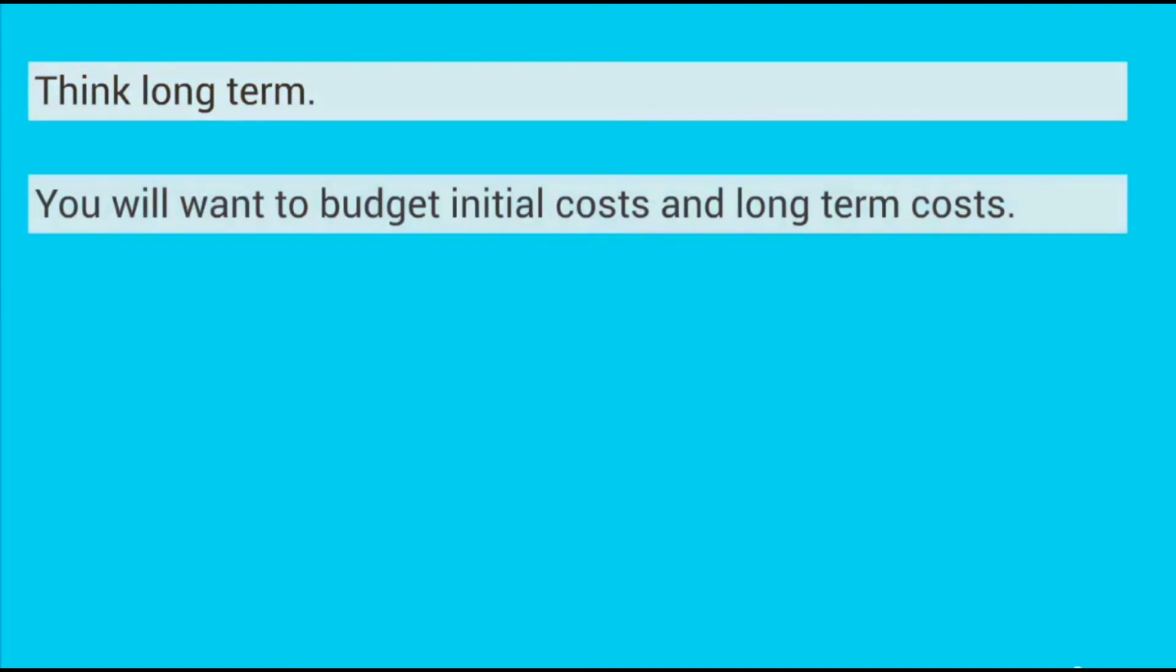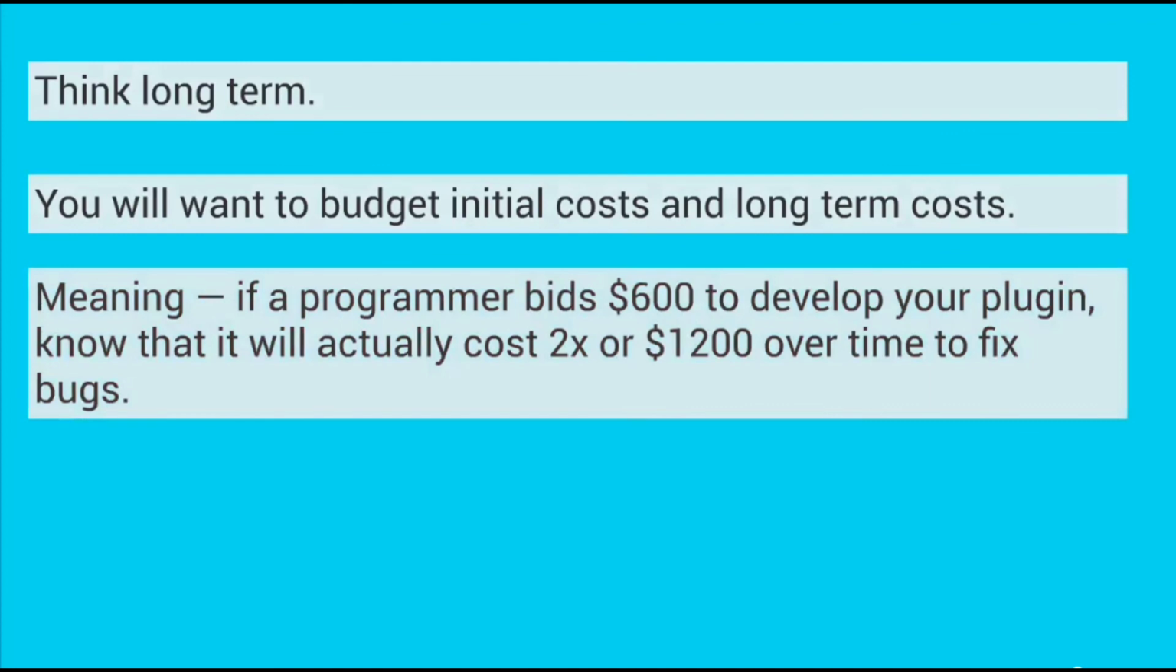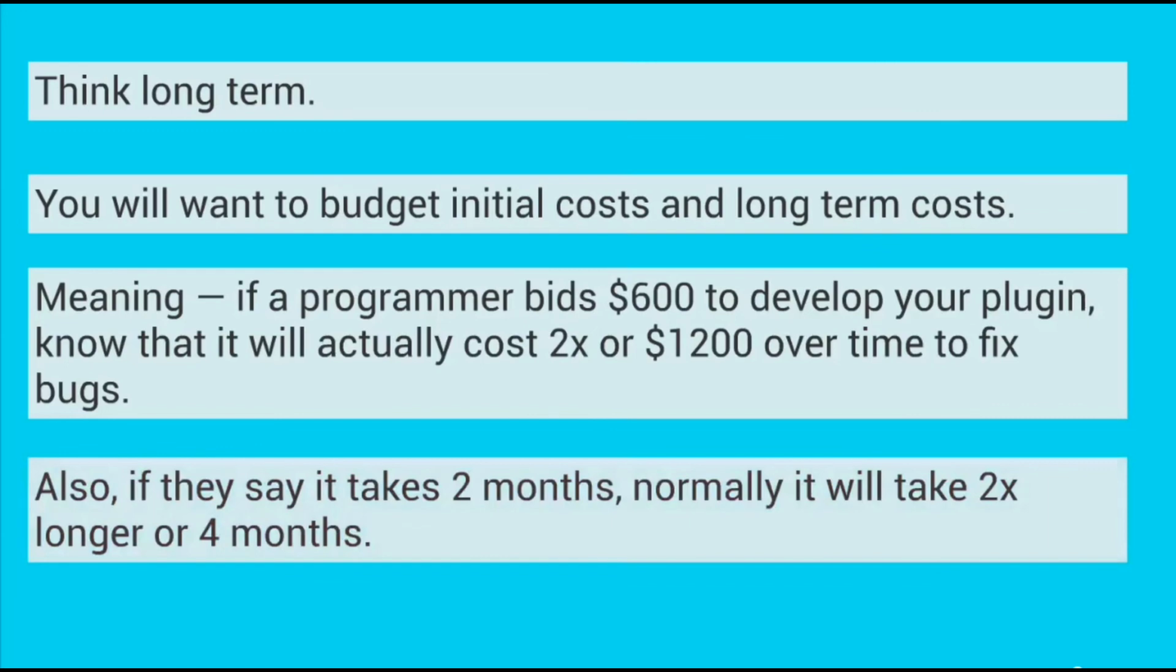You will want to budget the initial costs and the long-term costs. Now, what do I mean by that? This is what usually happens. If a programmer bids, let's say, $600 to develop your plugin, know that in reality it actually costs 2 times. So normally it would cost $1,200 over time to fix bugs. Yes, it might be $600 for the initial, but there are going to be bugs and it's going to take time. Also, if they say, oh, it's going to take 2 months, normally, yes, it might take 2 months for them, but there are bugs and they're going to have to work with you to make it work.